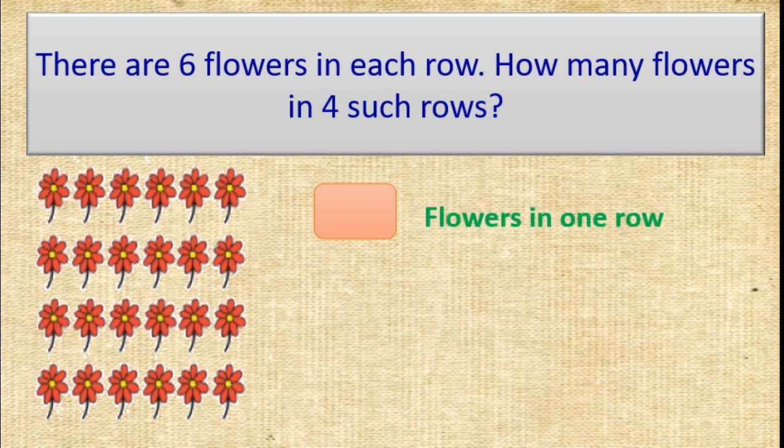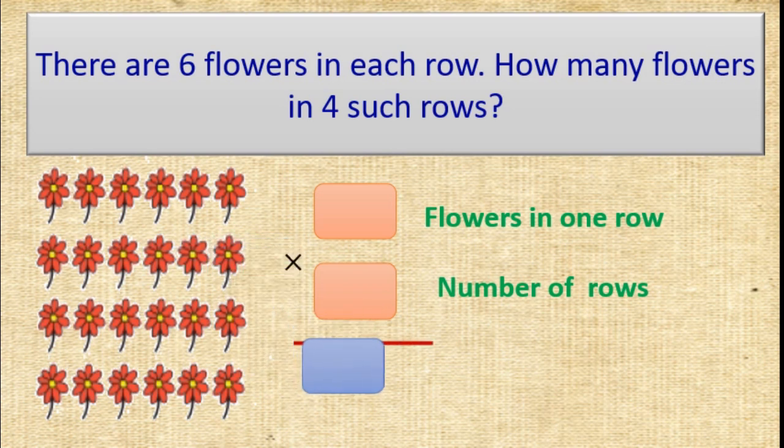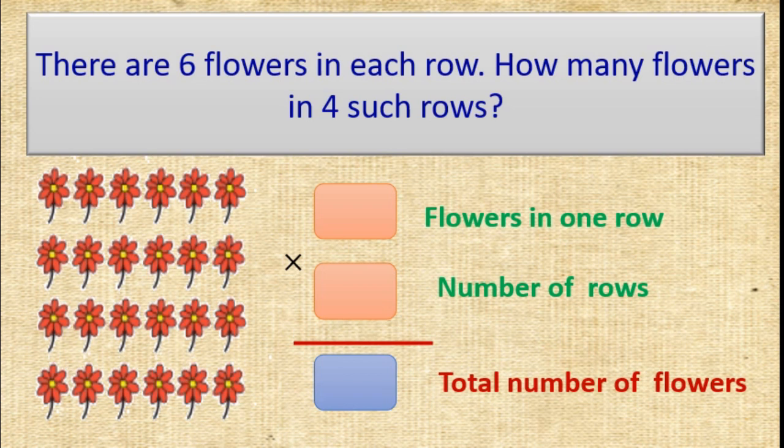Now we will write here flowers in one row multiplied by number of rows. Okay, then we will get the total number of flowers, isn't it? How many flowers are there in one row? 6. And how many rows are there? There are 4 rows, isn't it? Now you know the 6 times table. 6 4s are 24, isn't it? Means altogether there are 24 flowers.